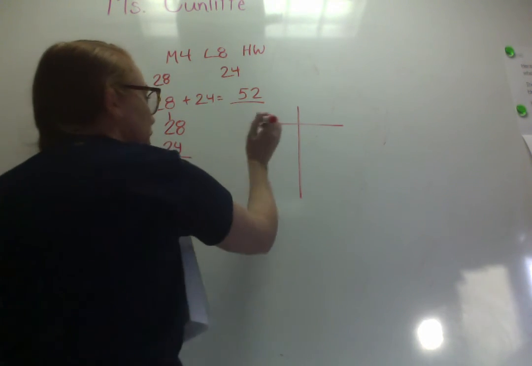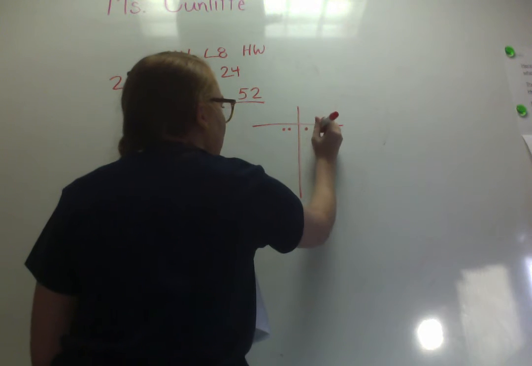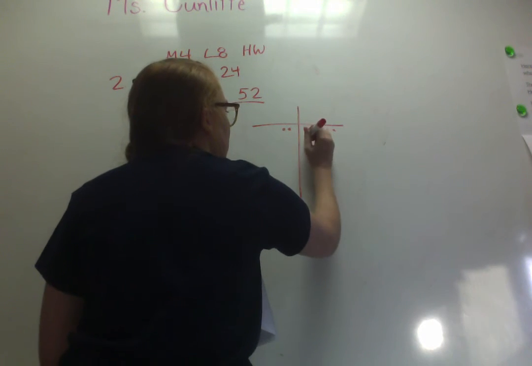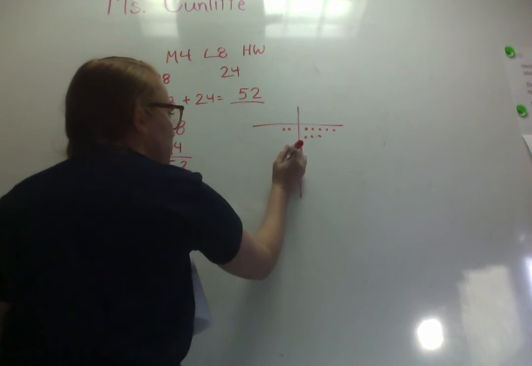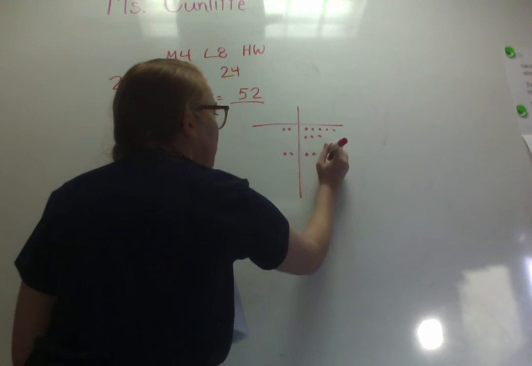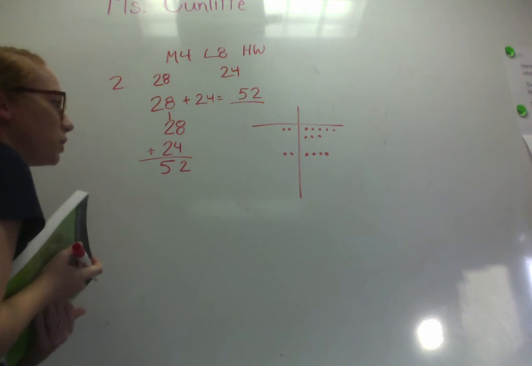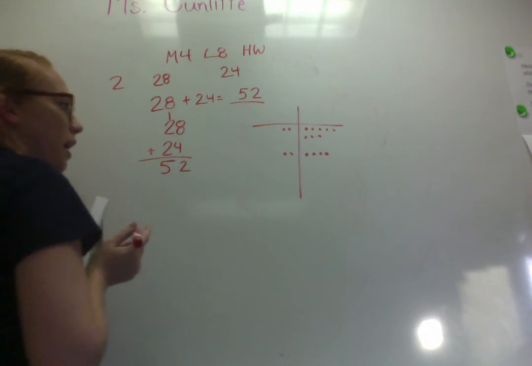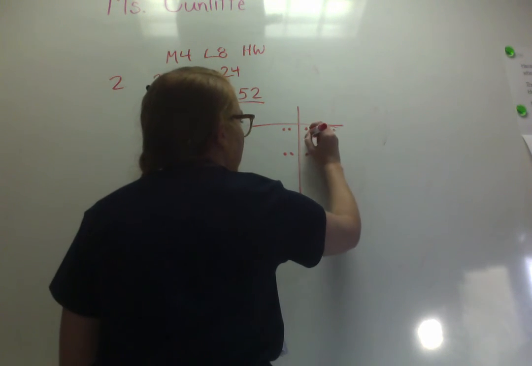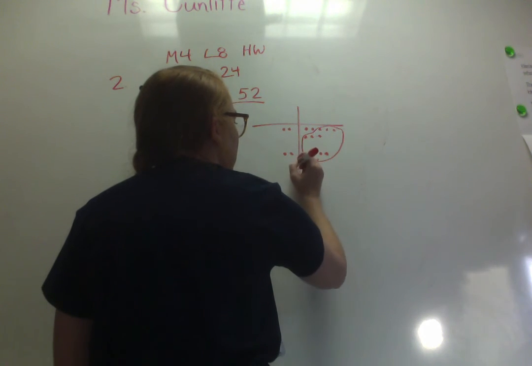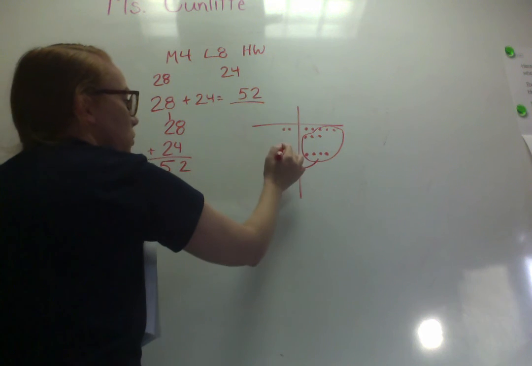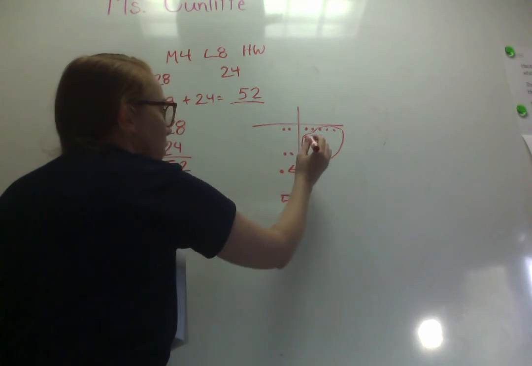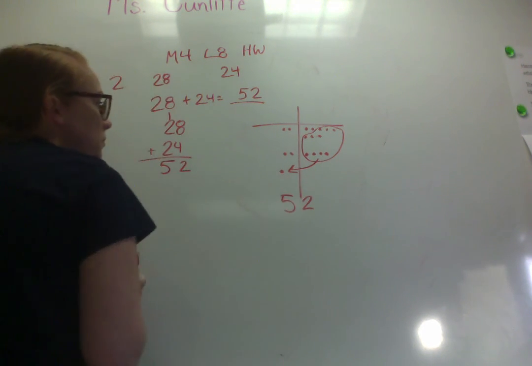We're going to first draw 28. So 2 tens, 8 ones. Then we're going to draw 24. 2 tens, 4 ones. Now we're going to circle 10 dots because we have to make sure that we are regrouping. There's too many dots over here. Regroup, add your dot, count up. 1, 2, 3, 4, 5 in the tens, 1, 2 in the ones.